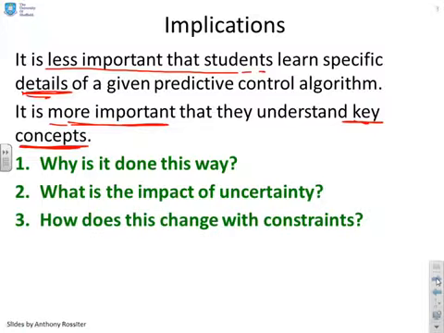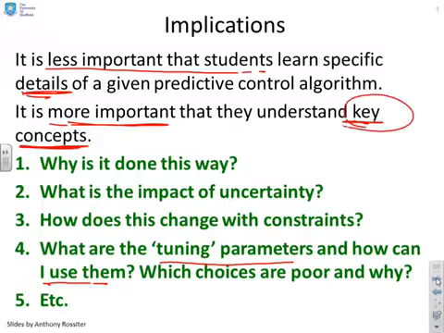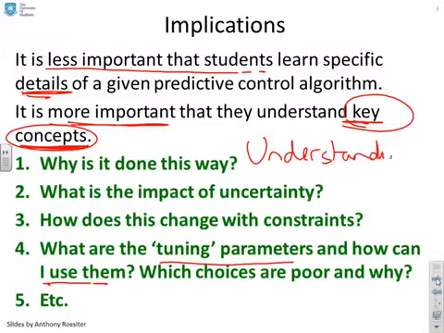How does the algorithm change when you include constraints? And again, how might that vary with the context or the nature of the constraints? What are the tuning parameters, and how do I use them? And which choices are poor and why? And again, how does this change depending on the context? And so on. So lots and lots of questions here, and you'll see what we're saying is that you have to focus on the key concepts, the key questions, or critically, understanding. If you understand how predictive control works, you're far more likely to make a good implementation.